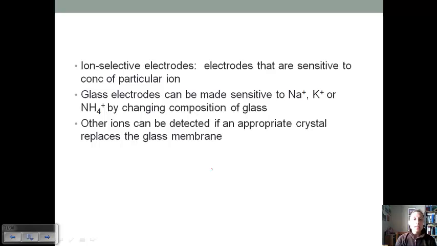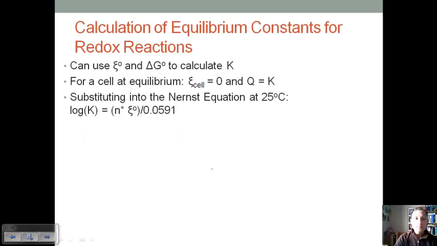So ion selective electrodes are electrodes that are sensitive to concentration of a particular ion, and we can make glass electrodes sensitive to particular ions by changing the composition of the glass. And then we can also detect other ions if we use a different crystal that replaces the glass membrane. So we can select for different ions instead of just H+, like for a pH meter.